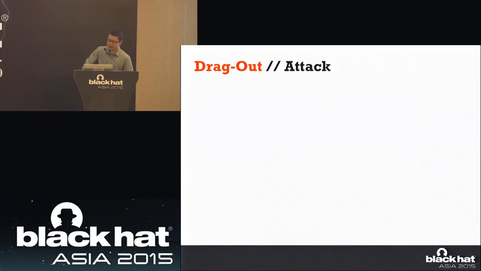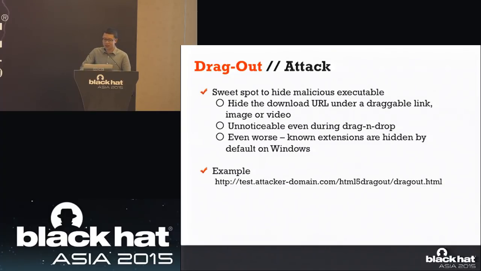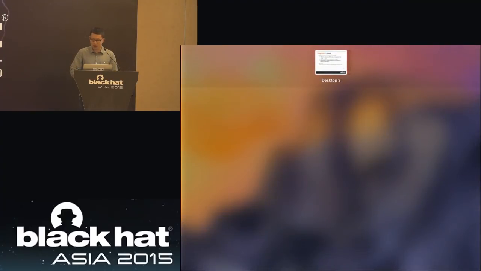So let's hide it in some other content the user is actually trying to download. Say the user is trying to download an image. He sees the image and tries to drag it out to your file system. During the process of dragging it out, we actually change the image to be something else, say, malware. So when the user downloads it, he thinks he downloaded the image, but instead he downloaded the executable. Let's take a look at the example in the VM.